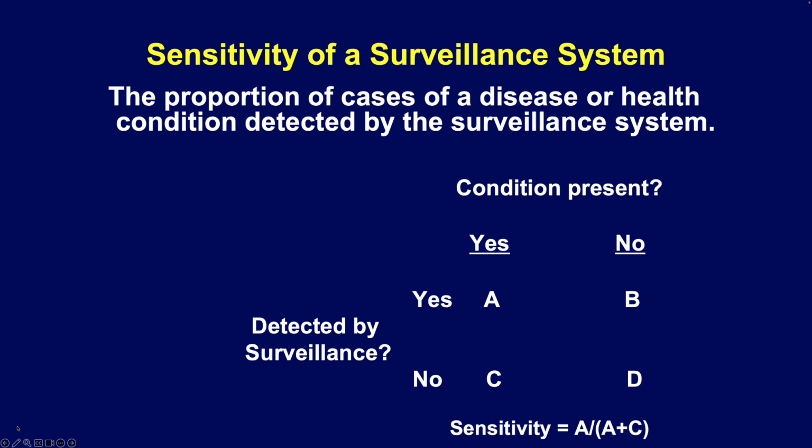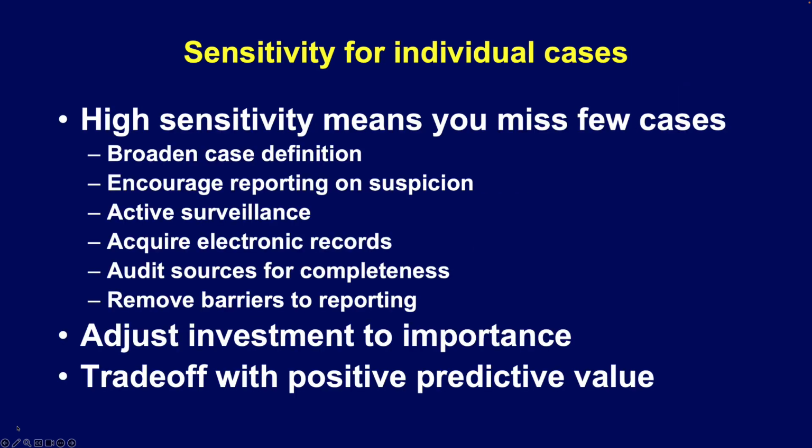These are two different concepts, and how important each is relates, of course, to the goals and objectives of your surveillance system. In thinking about sensitivity for individual cases, a surveillance system that's highly sensitive will miss few cases that are occurring in the community. If you need to have a highly sensitive system, one way to do it is to have a broad case definition. Another is to encourage providers to report possible cases on suspicion as opposed to waiting until they have diagnostic test results and confirmatory diagnoses.